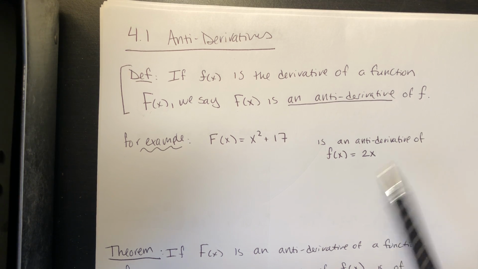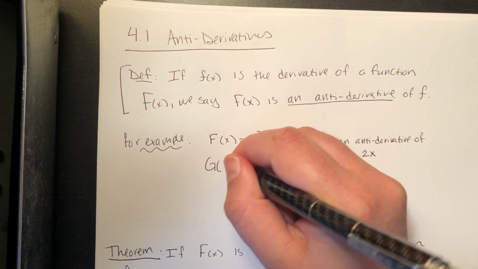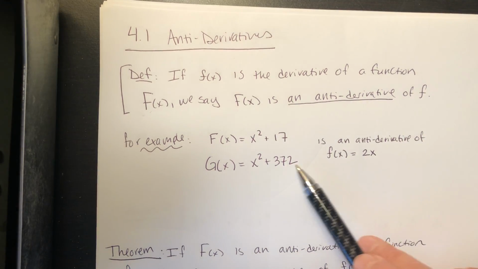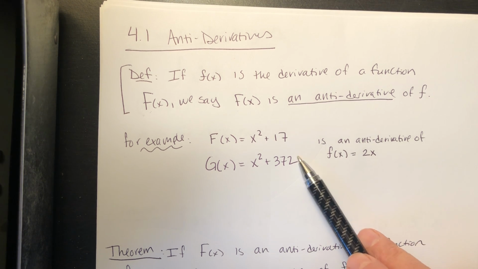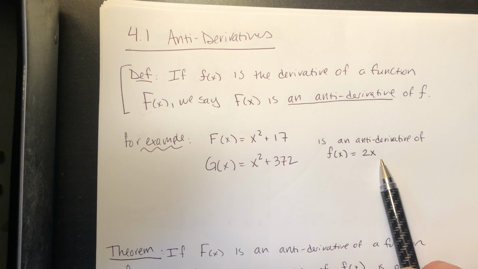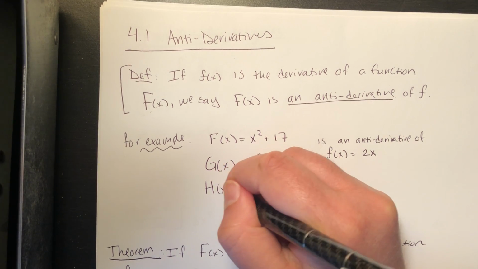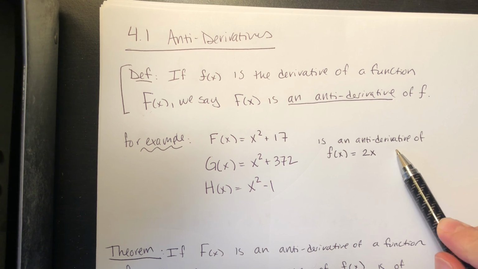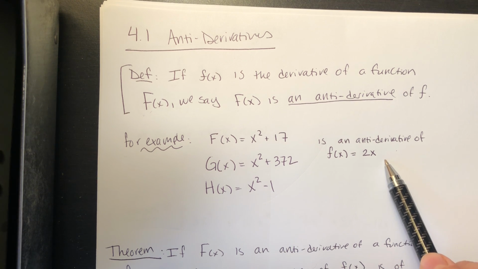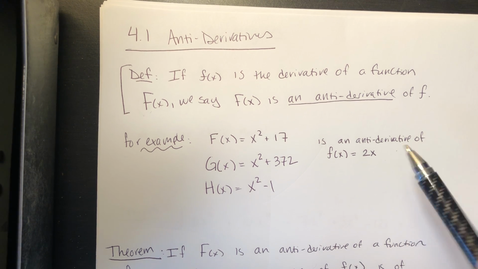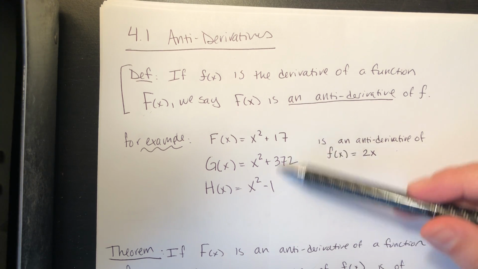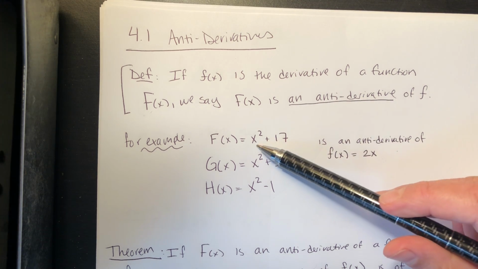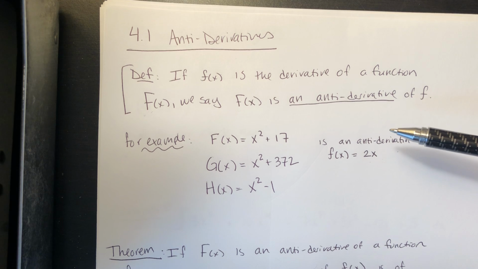It's just not the only one, because we could say, for example, the function big G of x equals x squared plus 372. That's also an antiderivative of 2x. If I took the derivative of this function, I would get 2x again. And the function h of x, which is x squared minus 1, is also an antiderivative of 2x because the derivative of this function is 2x. In fact, we're going to get infinitely many antiderivatives because I could just keep swapping out this constant term with anything, and it'll still be an antiderivative of 2x because the derivative of x squared is 2x and the derivative of a constant is nothing.